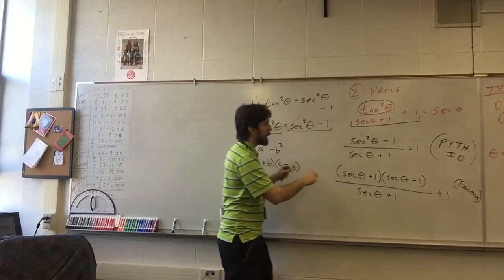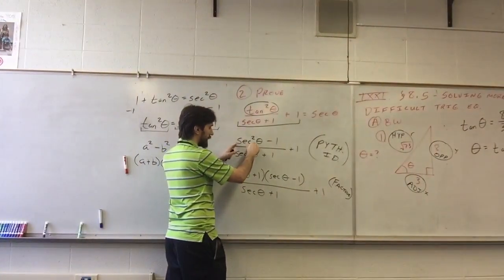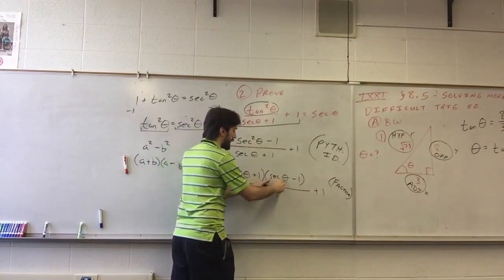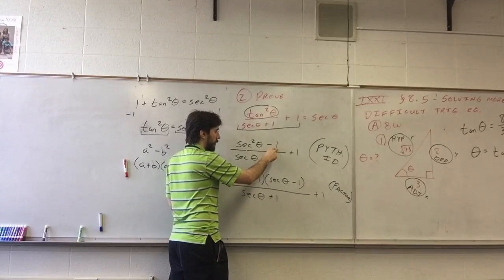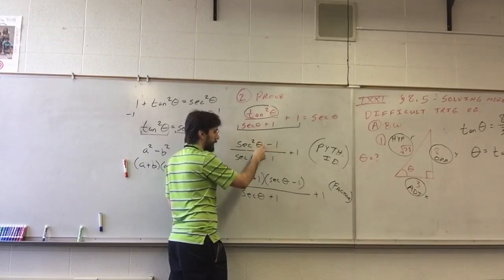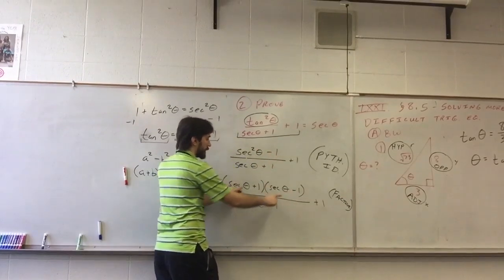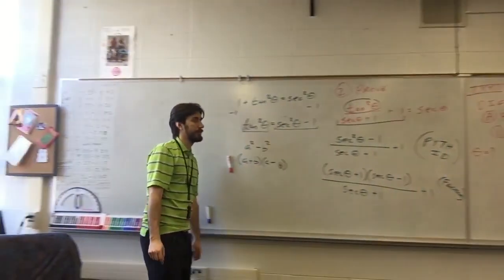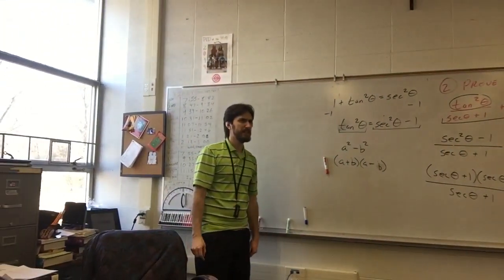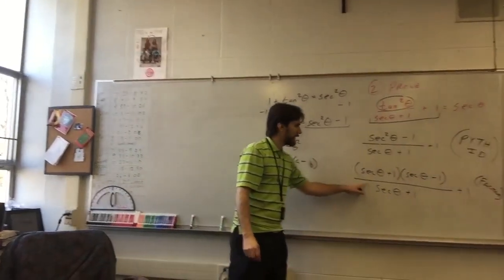Or if you think about trying to factor it, if I'm saying what multiplies together to be secant squared theta, well, that would be secant theta and secant theta. And then what would multiply to be negative 1, but add, if you think the middle term here is 0, to be 0, then it would have to be positive 1 and negative 1. Those multiply to be negative 1 and add to be 0, so that you don't have a middle term. That makes sense? Yeah? Okay, now that it looks like this, what do you think we should do next?